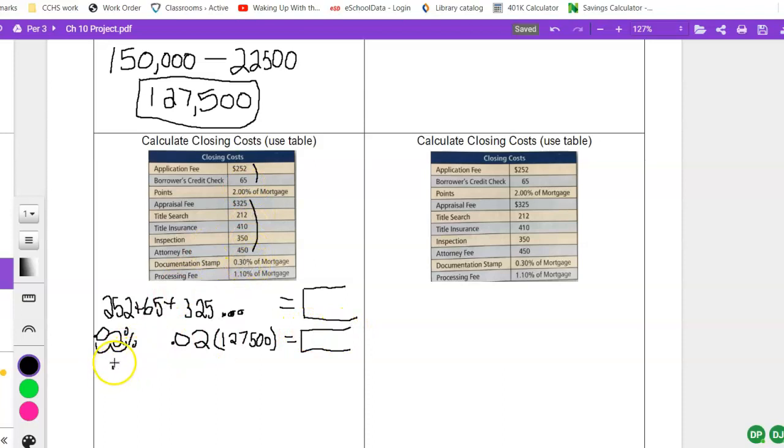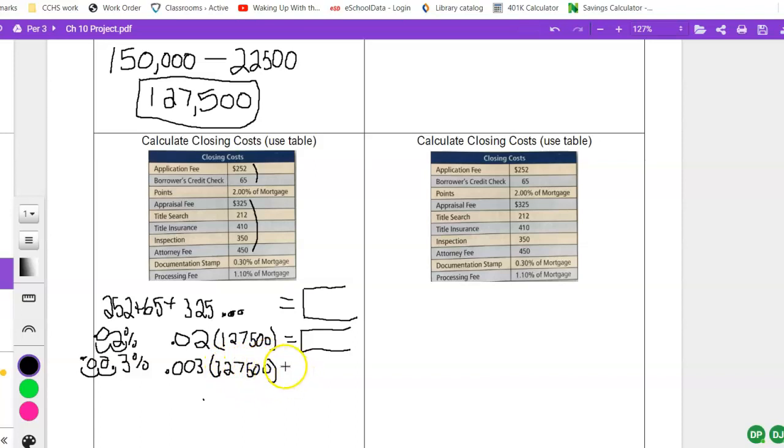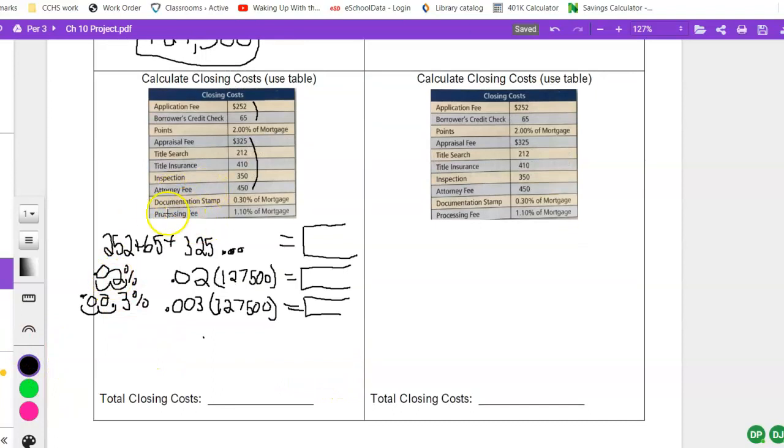I've got 2 more. Again, 0.3% turns into once, twice. I got to add in 2 zeros here. 0.003, so 0.003 times, whoops, get my eraser back over here. 0.003 times that 127,500. Okay. Again, that's going to get me another closing cost. And last but not least, I do have one more. My processing fee is at 1.1%. Move that decimal twice, once, twice, 0.011.